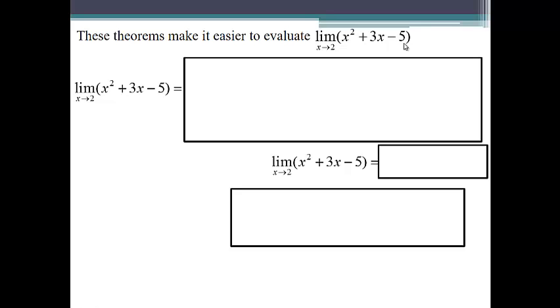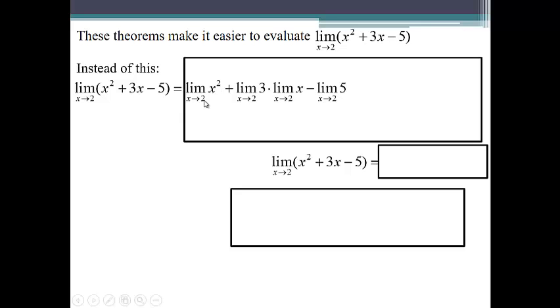Okay, I'm going to show you the tedious work. This is not advisable, but I'm just showing the work. We're going to take it individually like we saw in the theorem. We're going to take the limit of x squared, take the limit of 3, take the limit of x, then take the limit of 5 and do the math operations after.